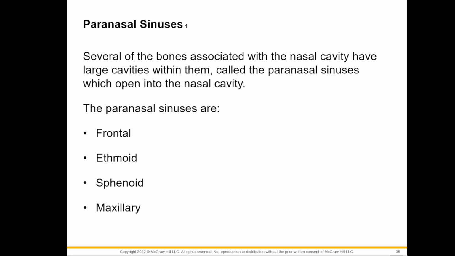Now let's talk about the sinuses. So as mentioned, several of our cranial or skull bones have cavities in them. And we call these cavities sinuses because they open into the nasal cavity, no? So these sinuses are all connected to our nasal cavity. That is why when you have an infection in the nasal cavity, the infection can spread to these different sinuses, causing sinusitis. So we have the frontal sinus, the ethmoid sinus, the sphenoid sinus, and the maxillary sinus.